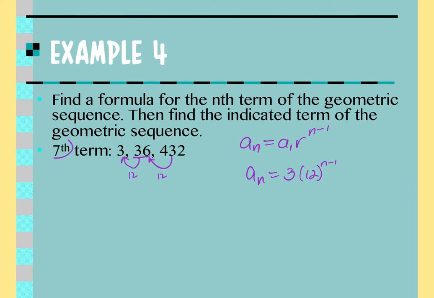Now it wants the 7th term. So I'm going to do a7. 3 times 12 to the 7 minus 1. 3 times 12 to the 6th. 12 to the 6th times 3 is 8,957,952.